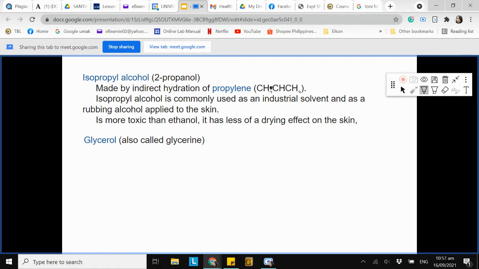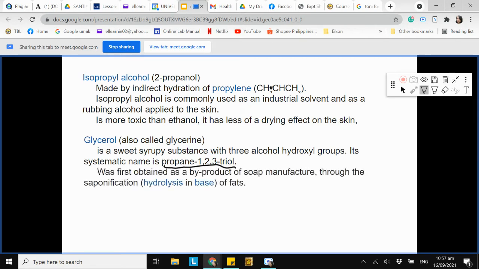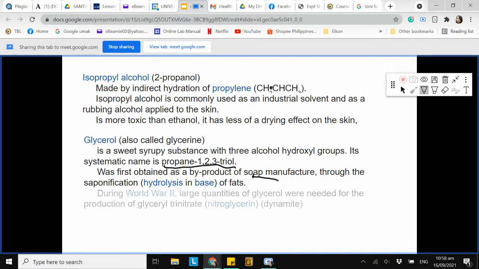Then you also have what we call glycerol, also known as glycerin. Glycerol has an IUPAC name of propane-1,2,3-triol. That's its scientific name. It's actually a raw material for soap production through the process of saponification. Later on, we're going to discuss that as well when we get to lipids. Now, glycerol is actually used in making dynamite.